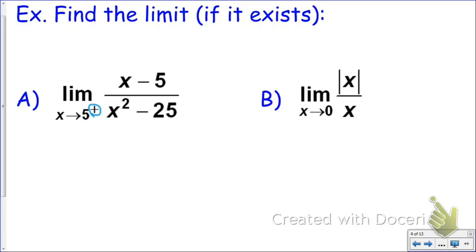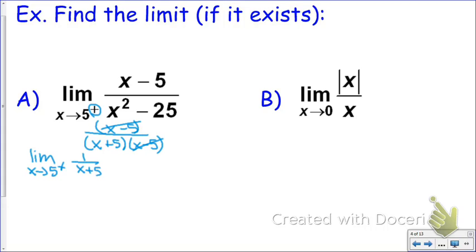You'll see that our function factors: the x minus 5 stays in the numerator, and the denominator is a difference of squares, so we have x plus 5 times x minus 5. We're able to cancel the factors x minus 5 in the numerator and denominator, so it leaves us with the limit as x approaches 5 from the right of 1 over x plus 5. Because we were able to cancel this x minus 5 in the denominator, that means we have a removable discontinuity when x is 5. Let's see if we can do direct substitution now.